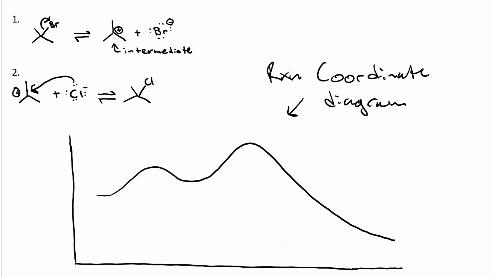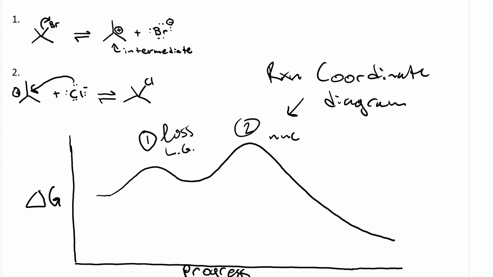The graph shown below is the reaction coordinate diagram, with the vertical axis being delta G and the horizontal axis being progress. The reaction coordinate diagram has two humps corresponding to each of the steps. Here's step 1, the loss of a leaving group. And here is step 2, the nucleophilic attack.